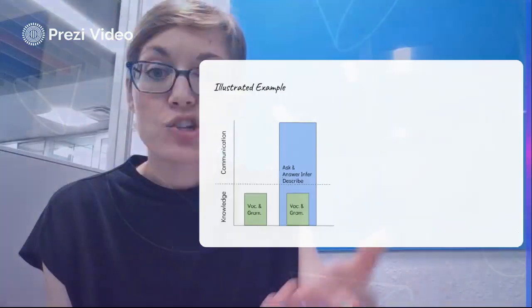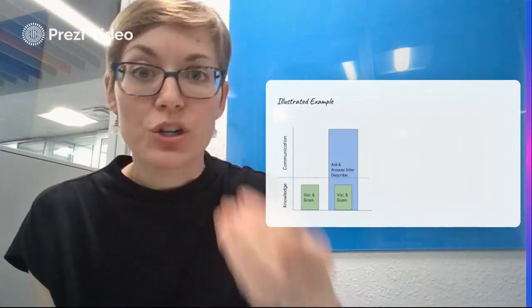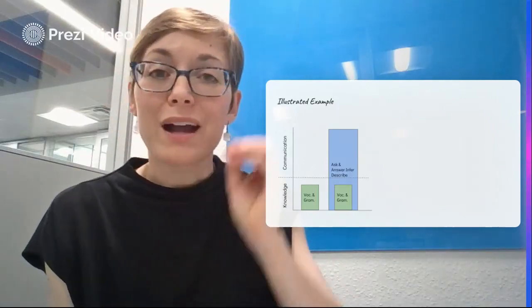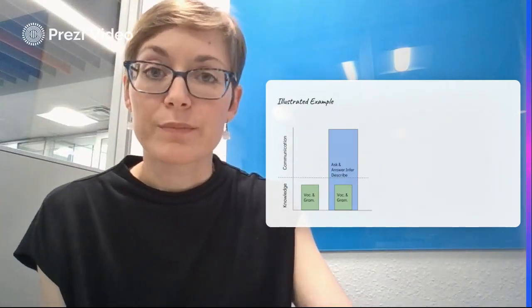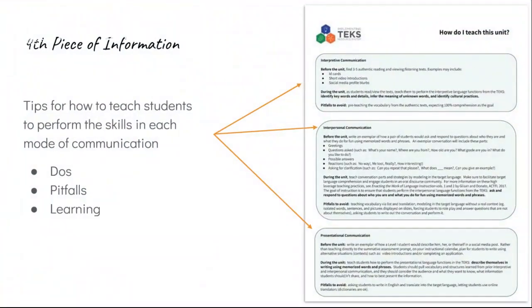Okay, so if I just teach content like travel vocabulary and conditional verbs, then I'm not going to get to full communication. Okay, so that's our goal. The fourth piece of information that's very important on your unit document is a page that gives you some tips and some things to avoid when teaching in each mode of communication, and some learning pieces for you.